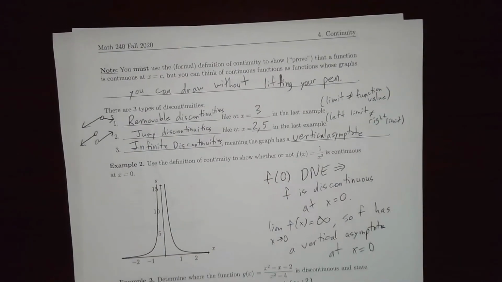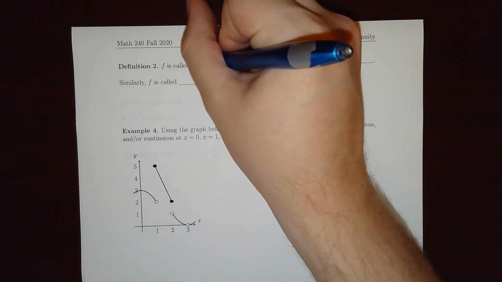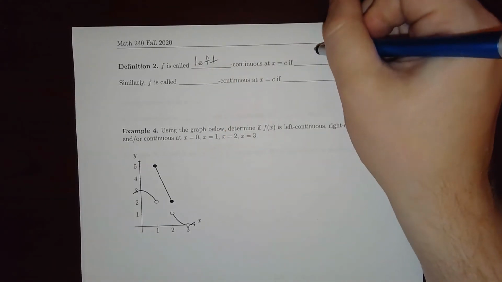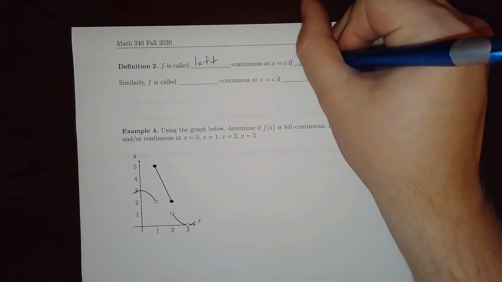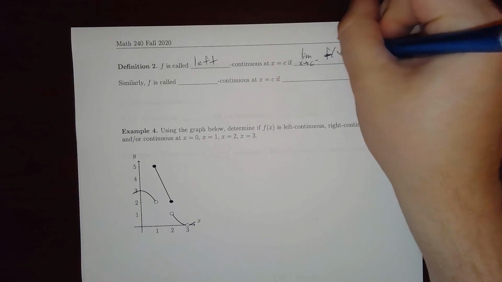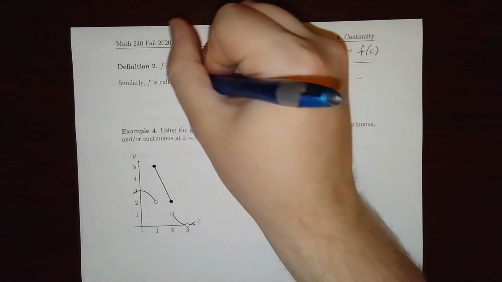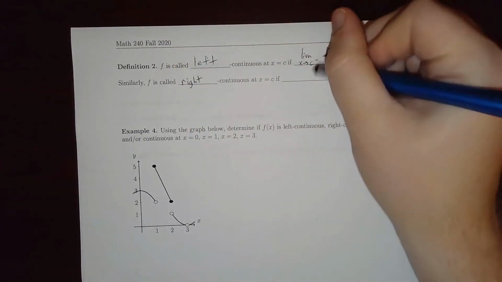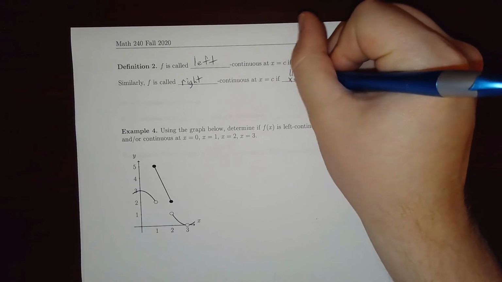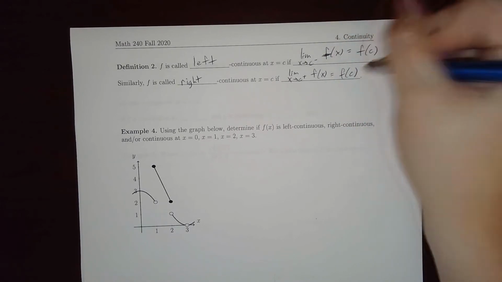Now, similar to how we've had the left limit and the right limit, we also can have left and right continuous functions. So we say that a function is called left continuous at x equals c if the limit as x approaches c from the left of f of x equals f of c. And we say that it is a right continuous function at x equals c if the limit as x approaches c from the right of f of x equals f of c.